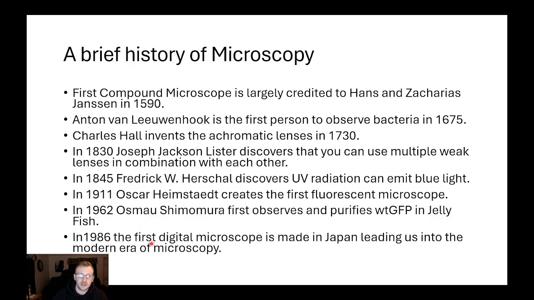And then in 1986, the first digital microscope was made in Japan, which led us truly into the modern era of microscopy, where we're no longer just looking at images through the eyepieces and taking pictures with a film-based camera, but we're now looking at digital images that are quantitative in their nature, and we can actually start to assess them for data.